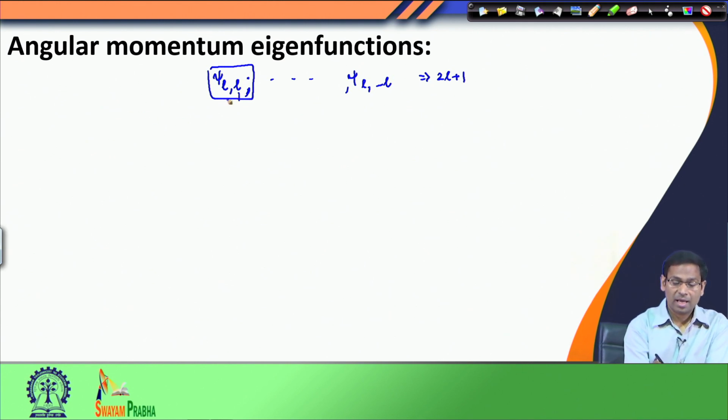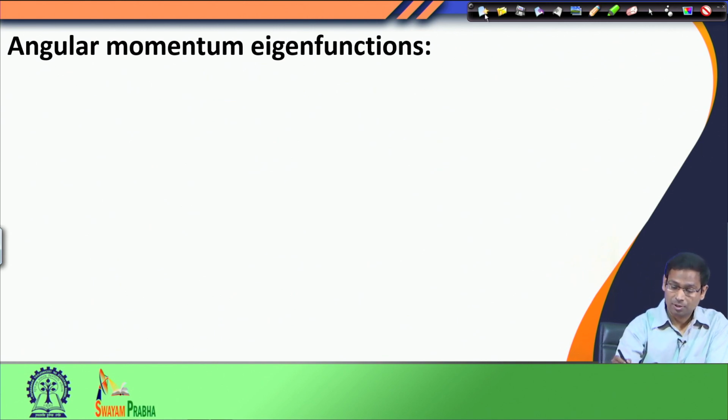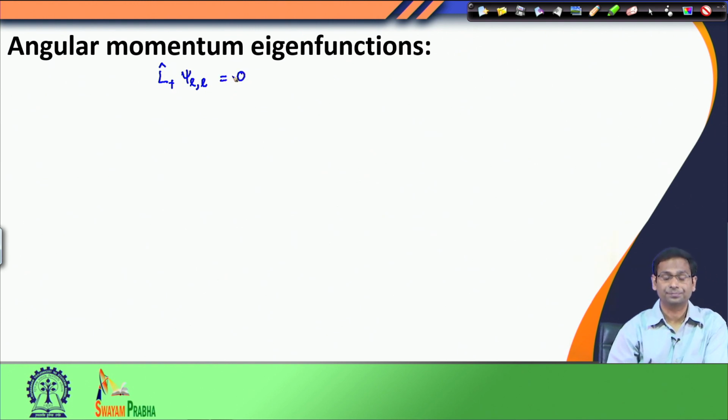We also know that when I apply the L plus operator on this function, which is the uppermost eigenfunction of the angular momentum operator, then the L plus operator's job is to take an eigenfunction from its level to the next level. But if I am applying the L plus operator on the uppermost eigenfunction, the result of that action should give me 0. So, in other words, when I apply the L plus operator on psi L L, I should get 0.